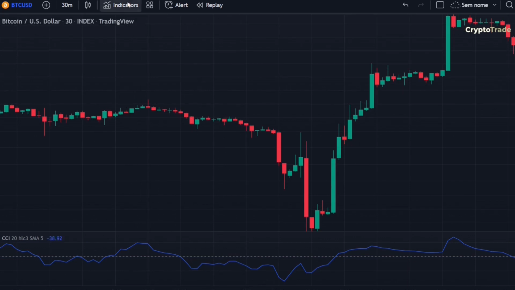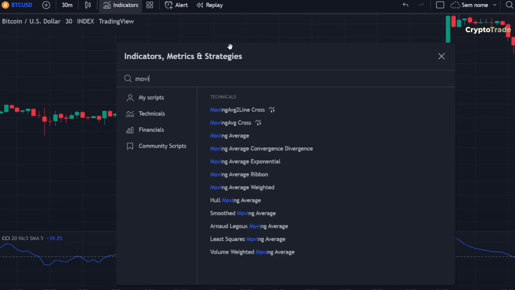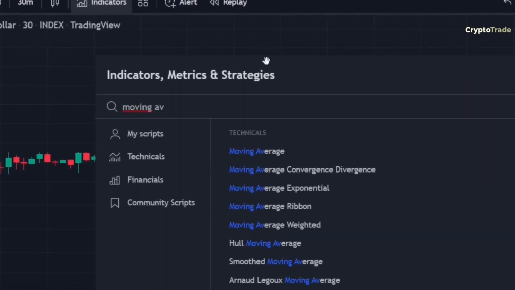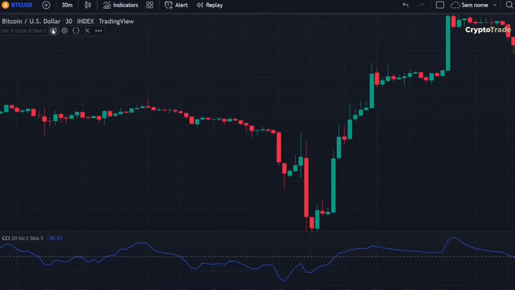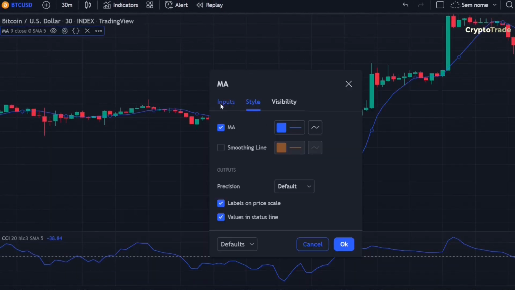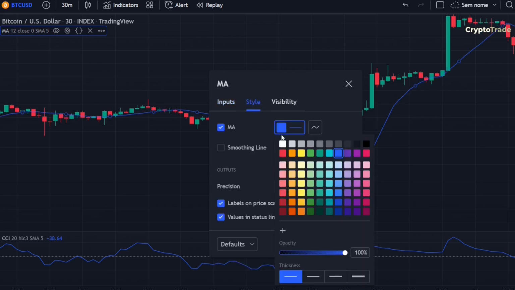To add the second indicator to the chart, open the indicator search bar in Tradingview and type Moving Average. Select the indicator, as shown in the video. Click on Settings and in Inputs tab, change the length to 12. In Style tab, change the color to white and increase the thickness of the line.